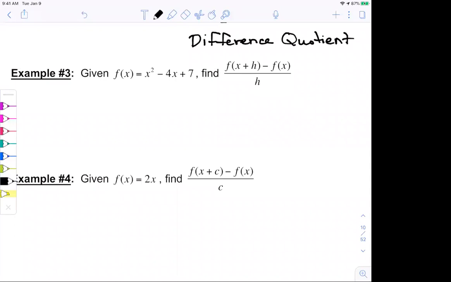The name makes sense because you have a difference in the numerator. A quotient means the answer to a division problem. Well, it is a division problem. We are going to try and find this or simplify this. So when it says find, we're going to try and find it, but really we're going to try and simplify this expression. We're going to use this difference quotient throughout the year.